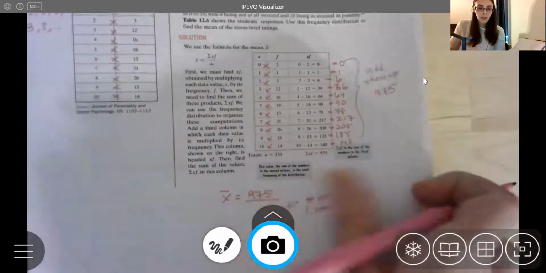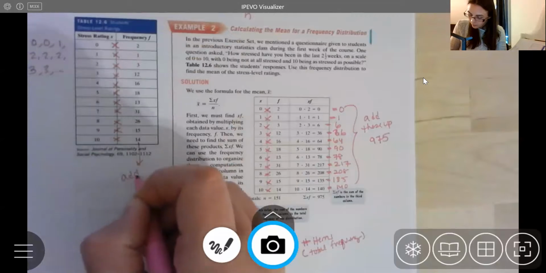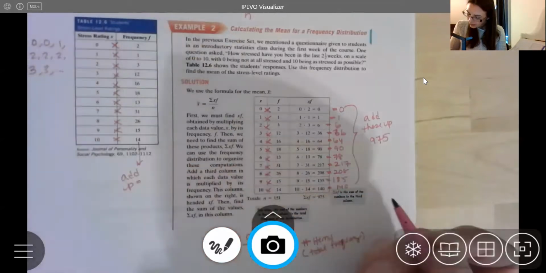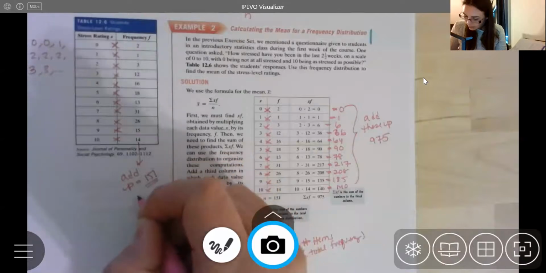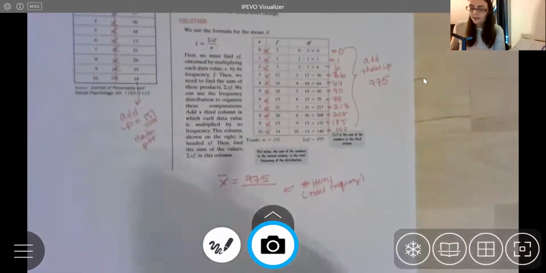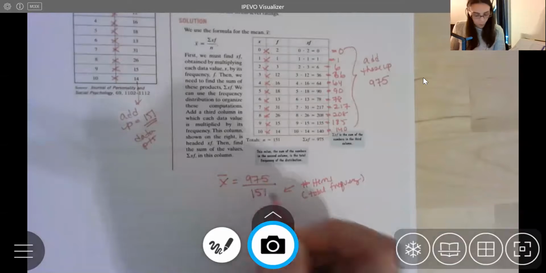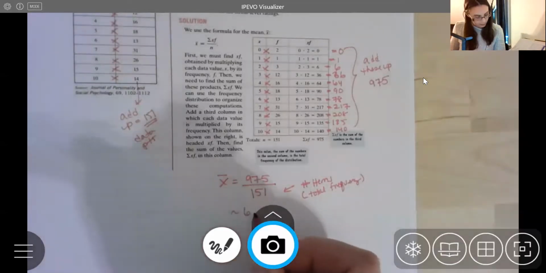So if I go back to my original table and I add these all up, what I get is, I think it's 151. Yes, I get 151 data points. So then I take my 975 and divide it by that 151. And I'm going to have to round here. I get about 6.4.